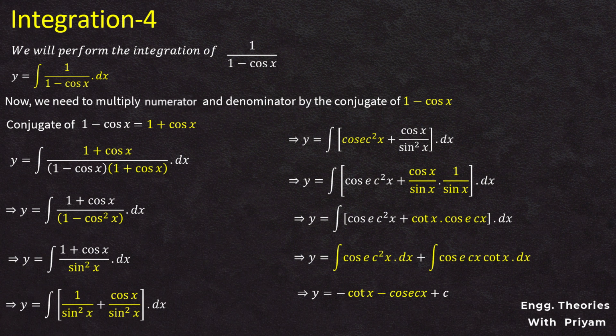In the similar way, we can perform the integration of 1 by 1 plus cos x. Here we need to multiply numerator and denominator by the conjugate of 1 plus cos x, which is 1 minus cos x. Now if you understand this integration, then perform this integration of 1 by 1 plus cos x and post the answer in the comment section.